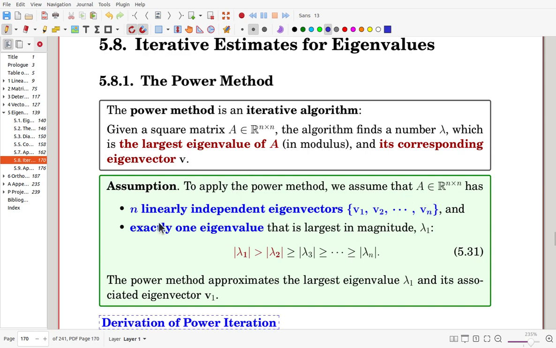A, the matrix, has n linearly independent eigenvectors and exactly one eigenvalue that is largest in magnitude. Let's say lambda 1, then lambda 1 is strictly larger than lambda 2 in modulus, and the others don't require the strict inequality. So if one eigenvalue is strictly larger than the others in magnitude, then we can apply the power method.